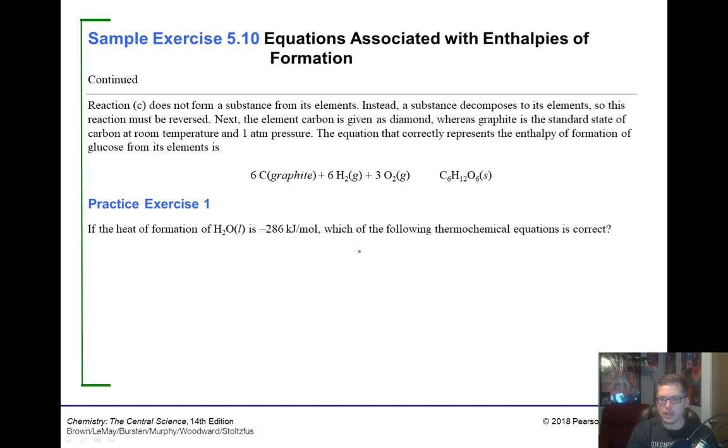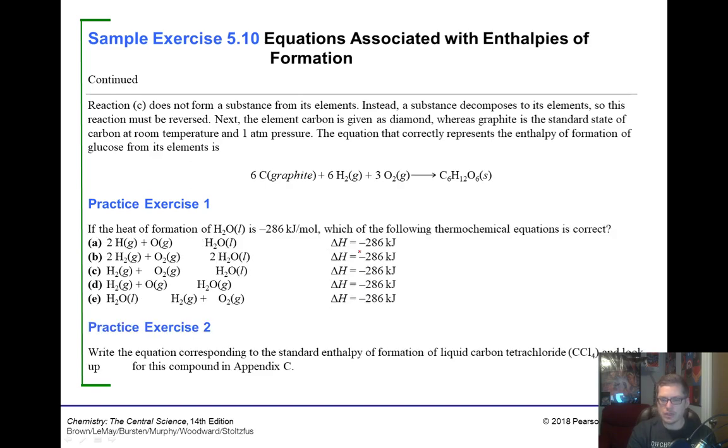All right. So when you're writing, we're just going to look at this one here. When you're writing enthalpies of formation, you still need your delta H. So it says the heat of formation of water liquid is negative 286 kilojoules per mole. What is the correct thermochemical equation? All right, so for the delta H of formation, remember we're making one water, and it's always from its elemental components in their elemental form.